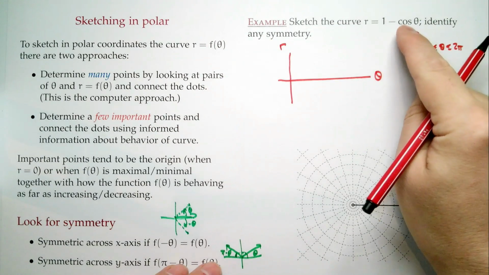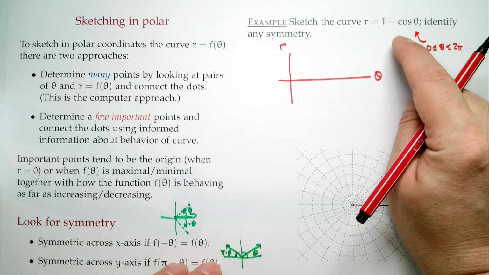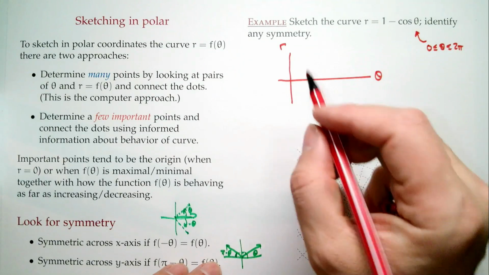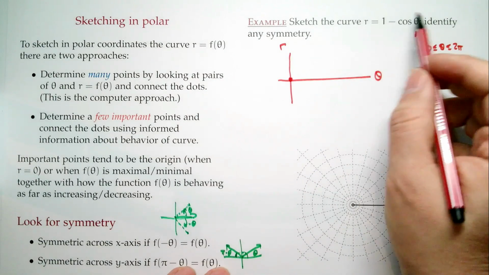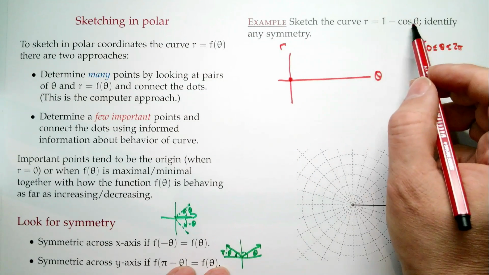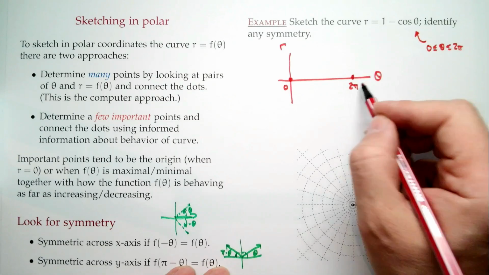Okay, r equals 1 minus cosine theta. Well, where is it at theta equals 0? It's at 0. Now, what happens after that? Well, we've got to think about this. Let's think about the cosine function. What's the largest cosine can get? 1. Where does that happen? At 0 and 2 pi. So the largest this can ever be is 1. So that says the smallest r can ever be is 0, because 1 minus 1. And that happens at 0, and again at 2 pi.